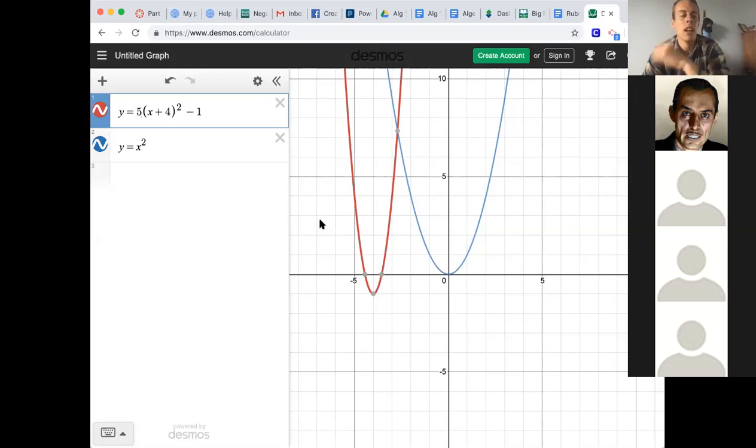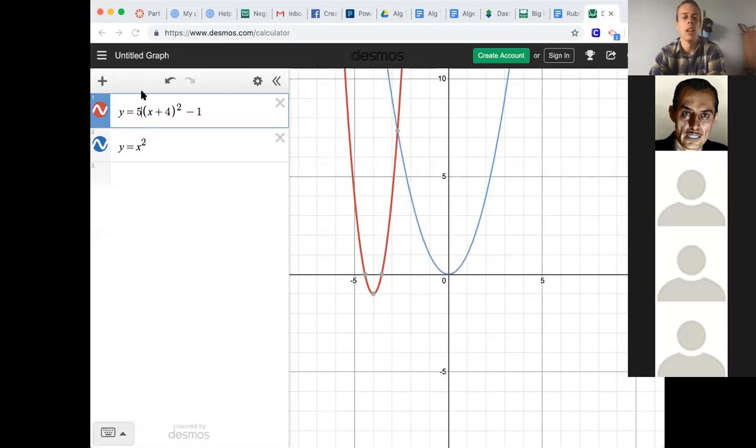The analogy I always use: imagine a balloon that has a certain amount of air. If you make everything really skinny, you're also vertically stretching it. So if that number is bigger than 1, you're vertically stretching it and making the graph really skinny.